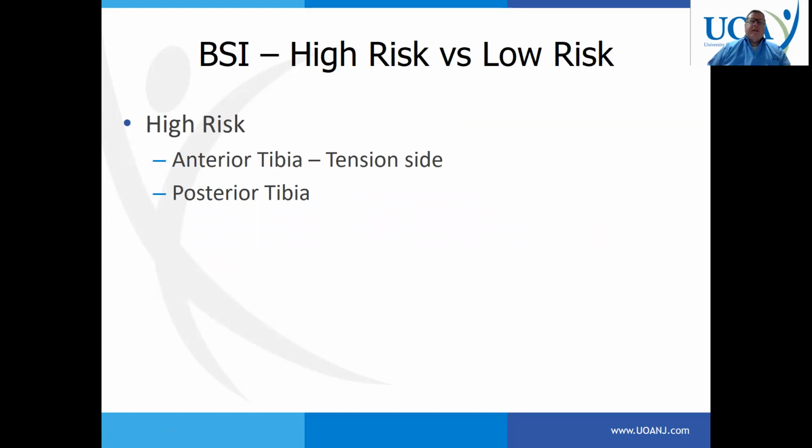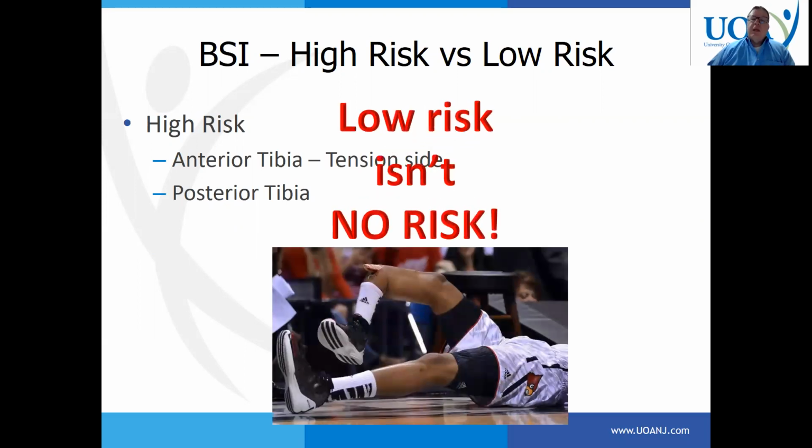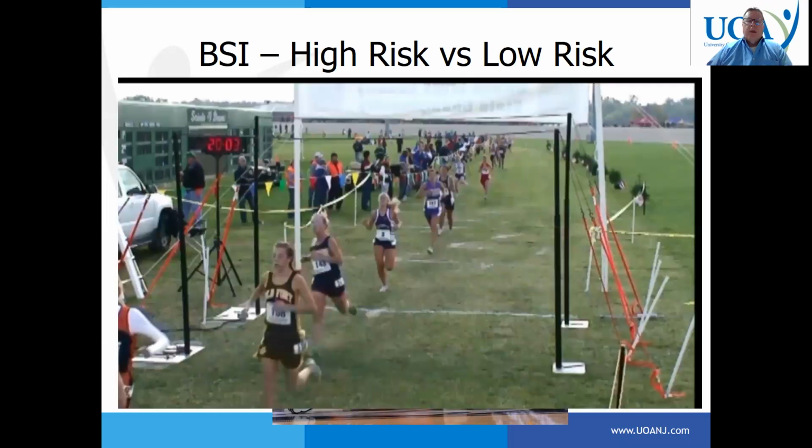These injuries are classically defined as high risk or low risk, with a higher risk injury being on the anterior tibia, the tension side, and they can go on to complete fracture. More commonly, the posterior and medial side of the tibia are considered low risk injuries, but low risk doesn't mean no risk, as we saw from a Louisville basketball player 5 or 10 years ago in the Sweet 16. So they can go on to complete fracture.